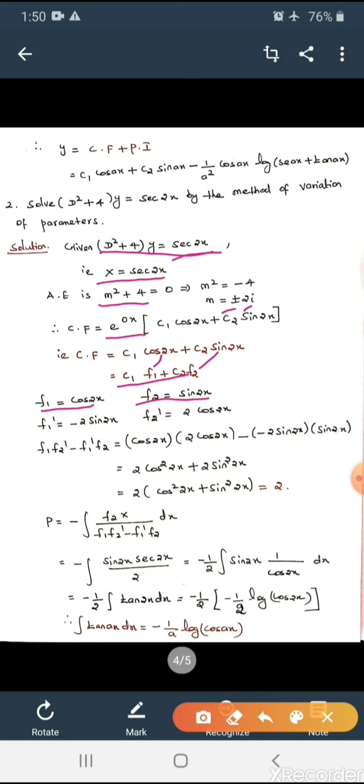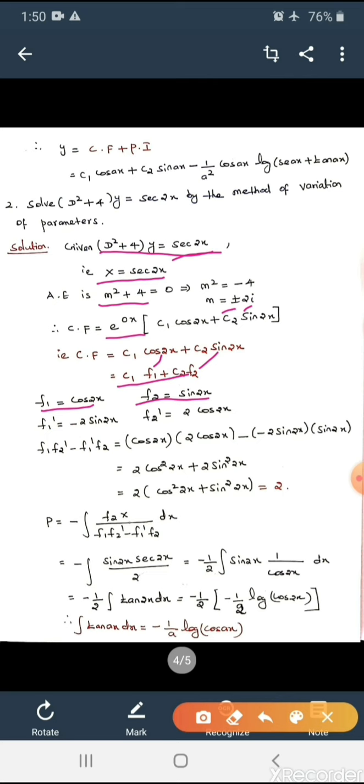Next let us find its derivatives f1 dash and f2 dash. So f1 dash is, you differentiate cos 2x: differential of cos 2x is minus sin 2x into differential of 2x, which is 2. So we get minus 2 sin 2x. Now you differentiate f2. So we get f2 dash is equal to differential of sin 2x, which is cos 2x, into differential of 2x, which is 2. So we get 2 cos 2x.